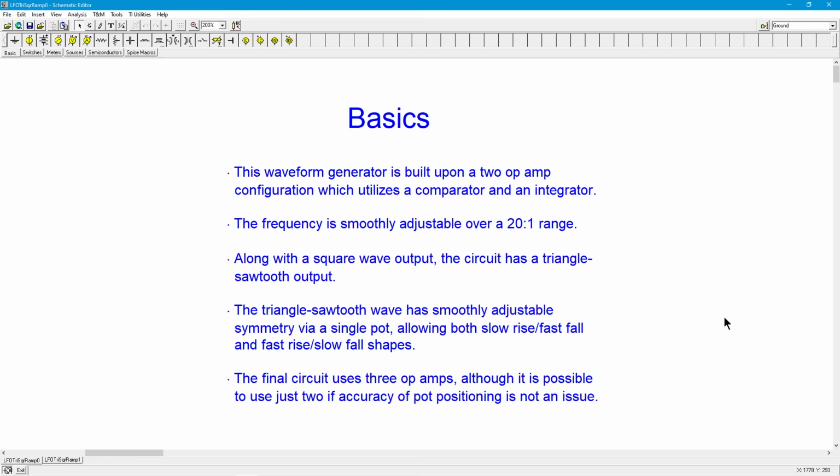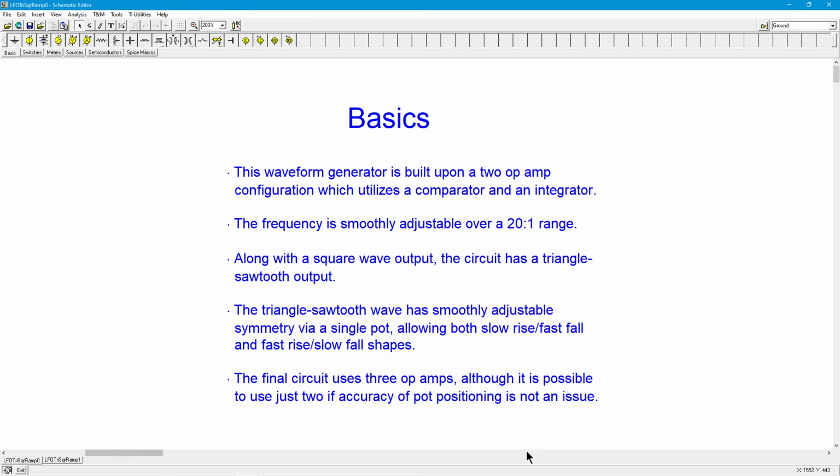The level on the square wave is fixed. The triangle wave, you can program to certain levels, but if you really need a lot of adjustability on that, you would probably want to add maybe a potentiometer followed by a buffer or maybe a small gain stage, depending on how big you want the output to be. It is possible to reduce this to just 2 op-amps if you don't mind some inaccuracy in the tracking with the control pot, which I'll explain momentarily.